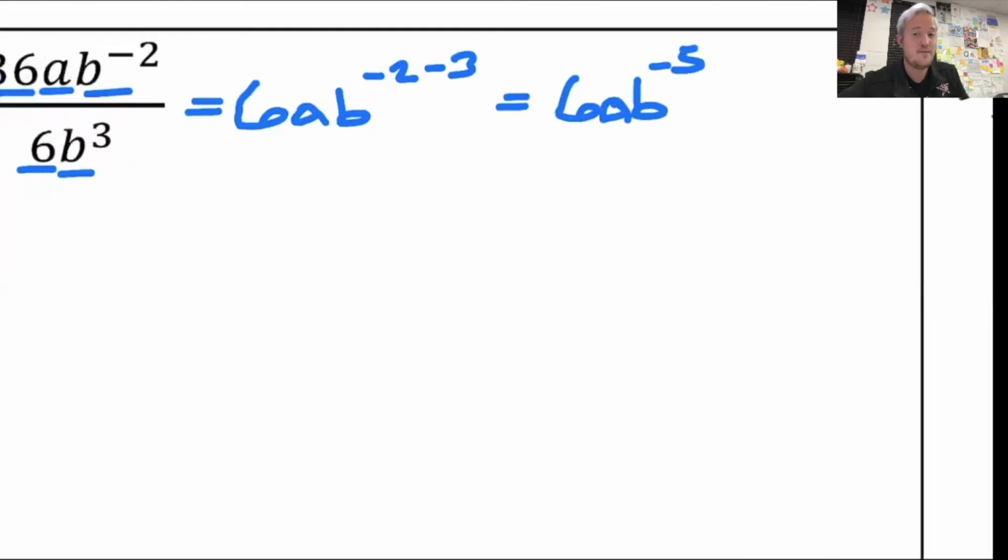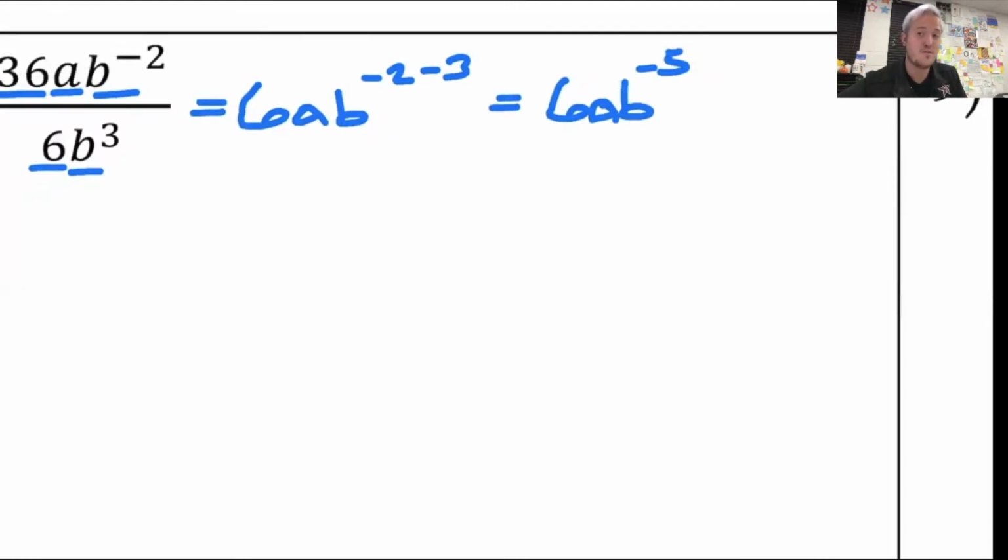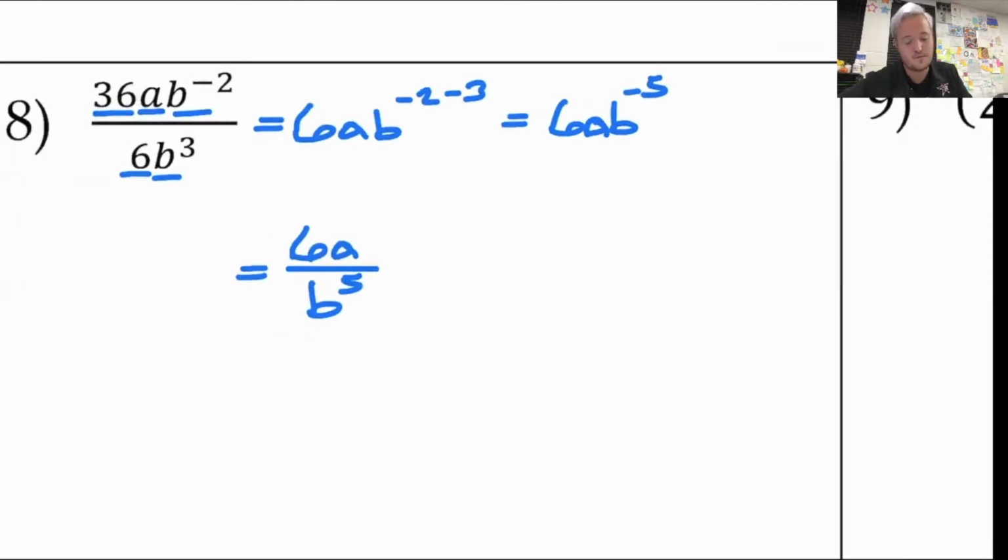And now the b value has a negative exponent, so only the b value has to be flipped, which means you're going to have a fraction. 6a is going to stay on the top. Then b to the 5th is going to move to the bottom and then become positive.